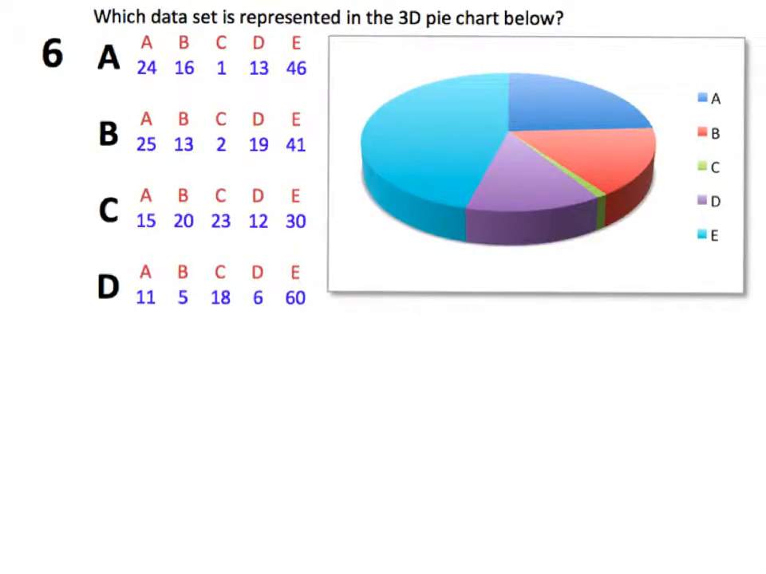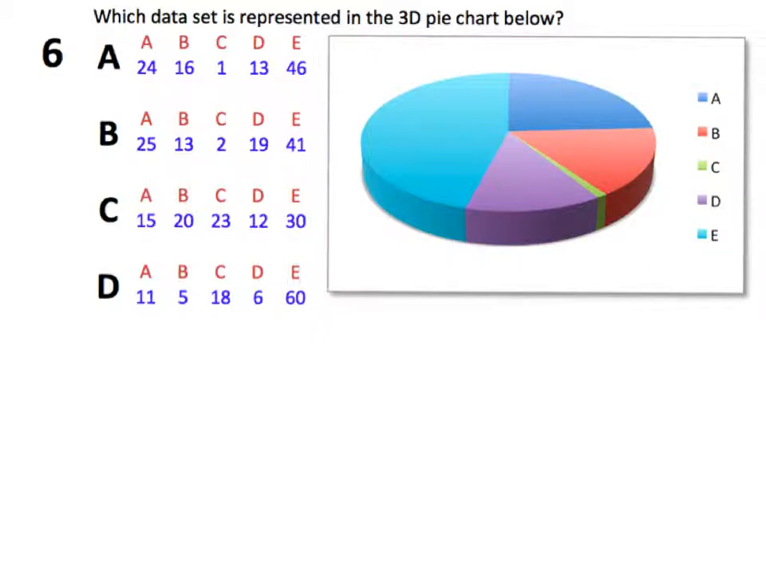In this problem, which data set is represented in the 3D pie chart below? Is it A, B, C, or D? Which data set is represented in the pie chart? Well, look at your biggest area there. You have blue. Is this light blue 50% or more of the pie chart? No. So here's the key over here.